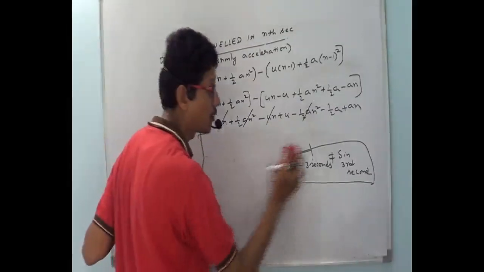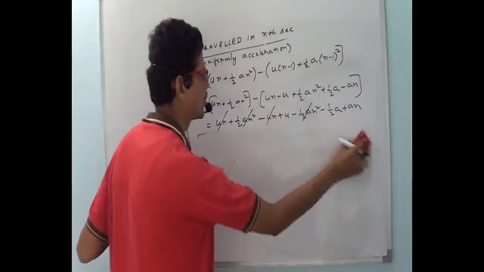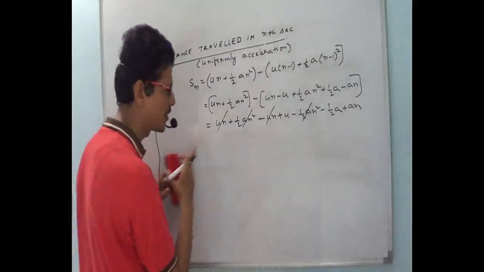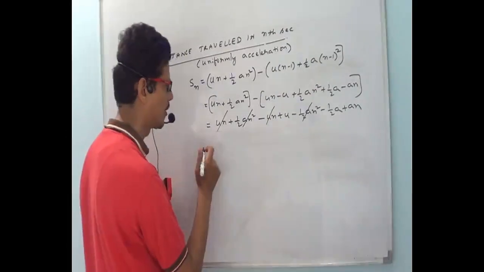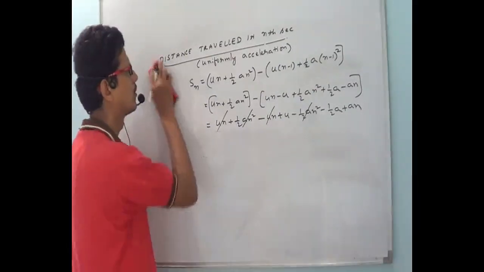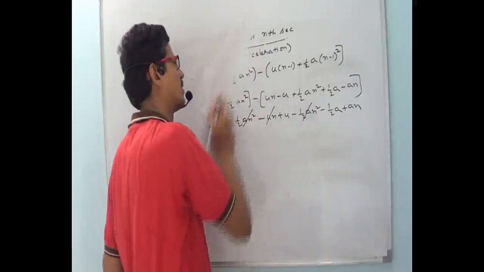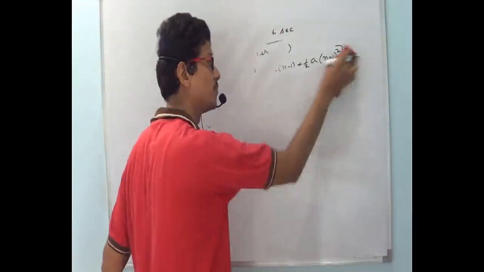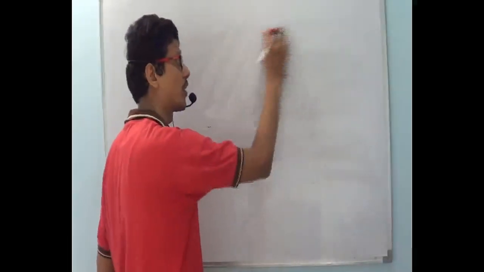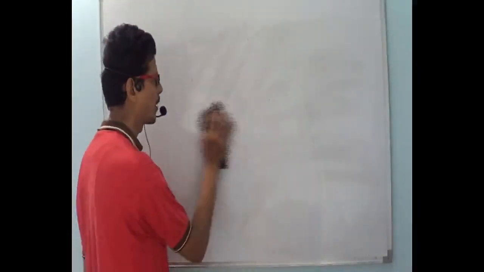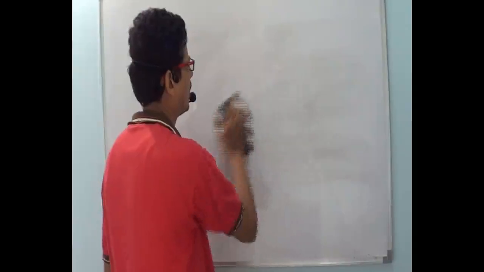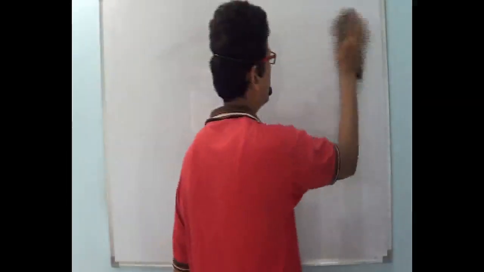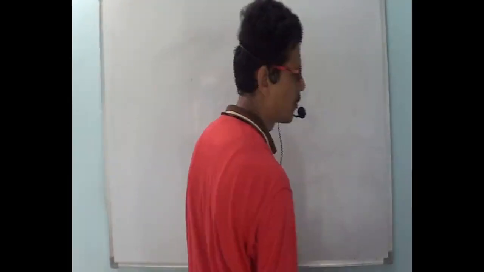Then after this we can go for motion under gravity. What is the final answer? Distance traveled in the nth second is u plus a into (n minus half). Distance traveled in n seconds is un plus half a n square. Distance traveled in the nth second means u plus a into (n minus half).